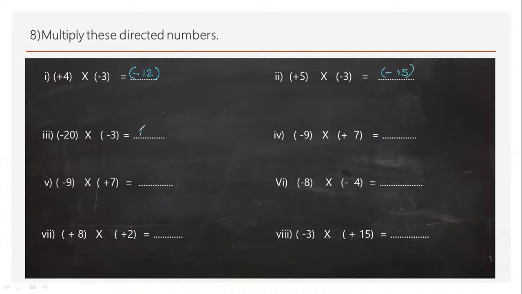Minus into minus, plus, 20 into 3, 60. Minus into plus, minus, 9 times 7, 63. Minus into plus, then also a minus, 9 times 7, 63. Minus into minus, plus, 8 times 4, 32. Plus into plus, plus 16. Minus into plus, minus 45.